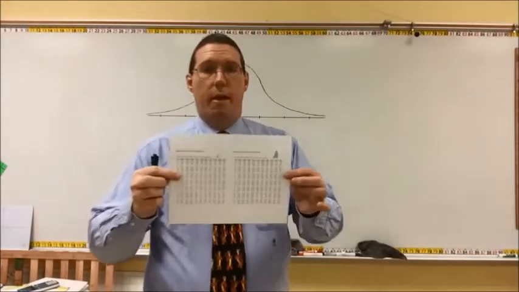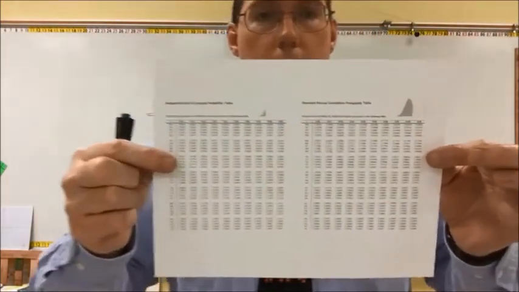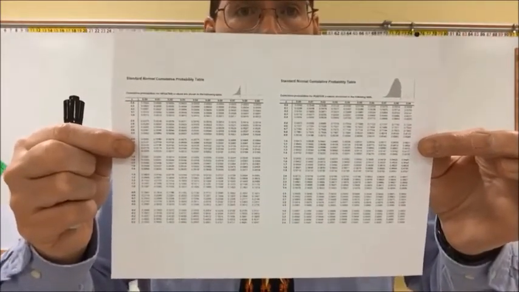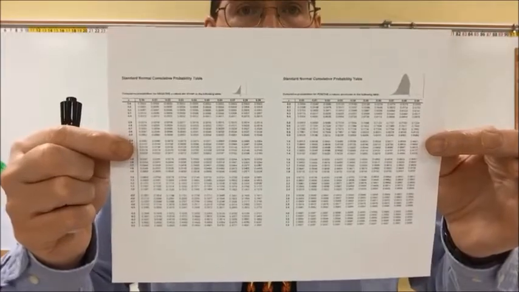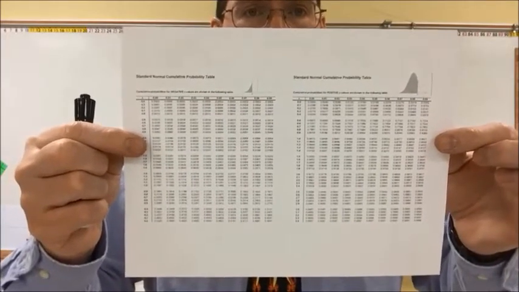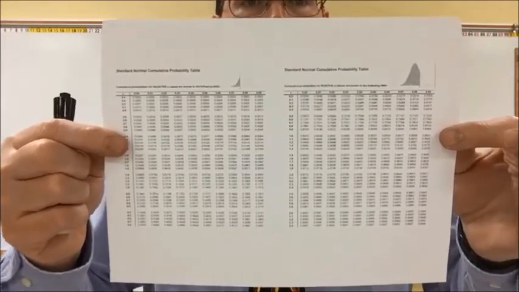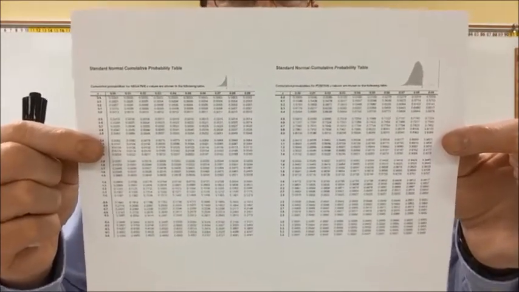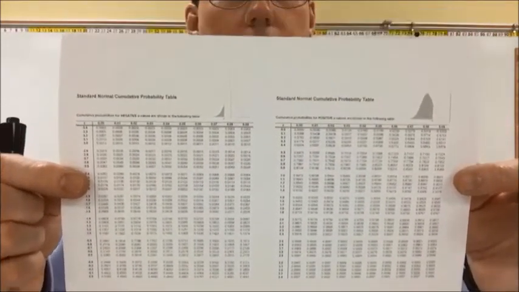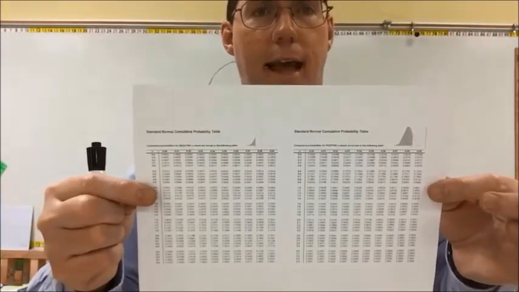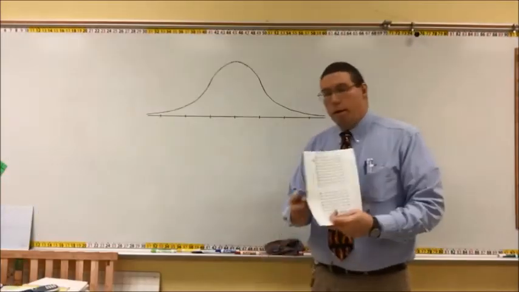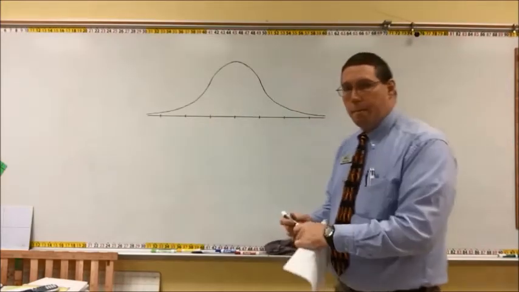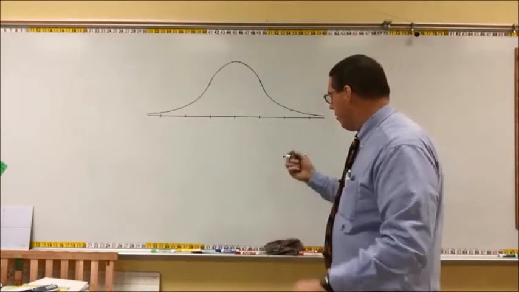Now, this is a z-table. And for this part, you need to download this and you need to print it. Okay, I'll put a link for one of these in the description section. But you need what's called a standard normal cumulative probability table. I call it a z-table. Okay, so once you have a z-table, I want to show you something about this table.